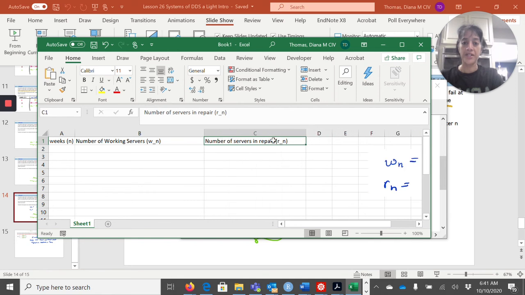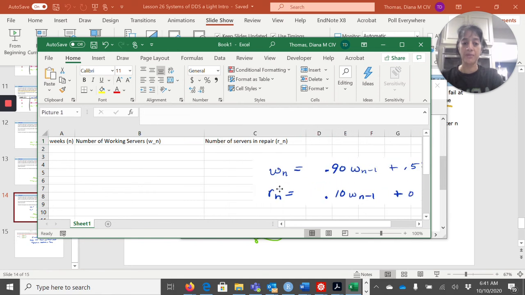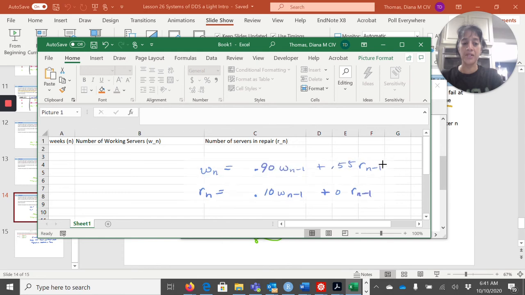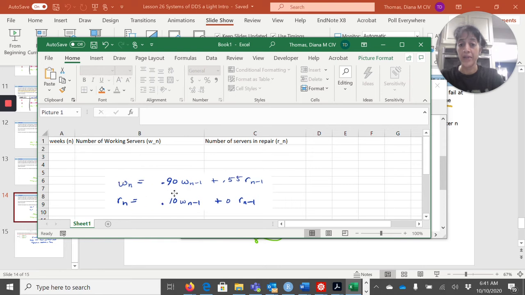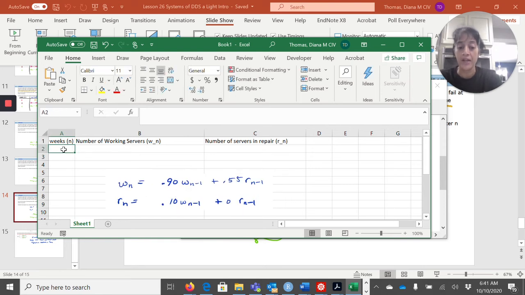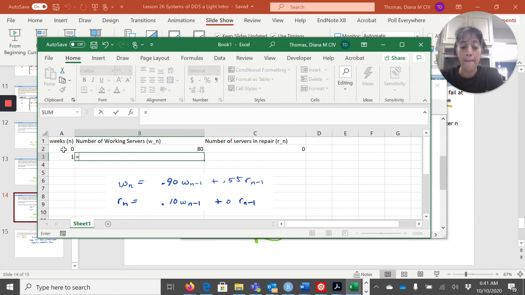I didn't used to do this, actually. My husband is a professional programmer, and he asked me why I'm just calling things letters, because if I have them named right, I'm not ever going to mess up. So I'm going to have this under here so I can see it. Start out with 0, there's 80 here, there's 0 here, my initial condition. Equals A2 plus 1. We've done this before. Number of working servers. That's equal to 0.90 times the one before it. The cell before 0.90 is B2. So I'm going to put B2.